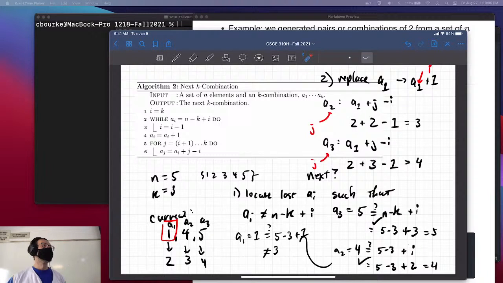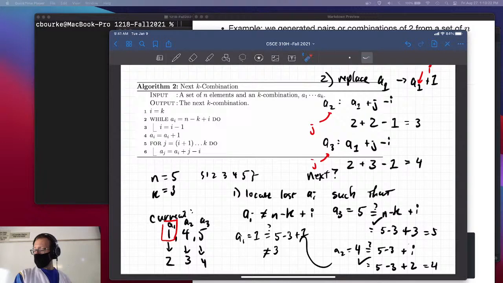Right? Yeah? Is this the same as incrementing k-digit numbers in base n? Don't quote me, but yes, I think so. Okay. Yeah, base n, and then you're basically counting, yeah. Okay. All right. So there's the idea.